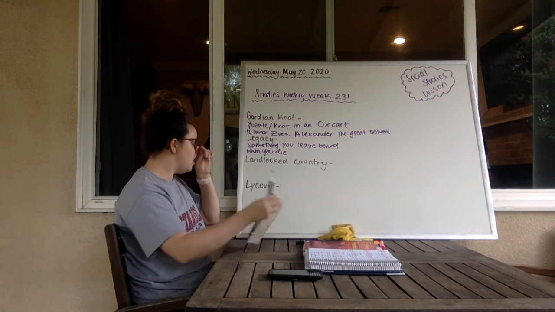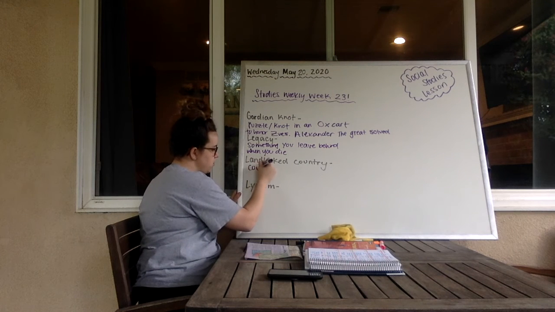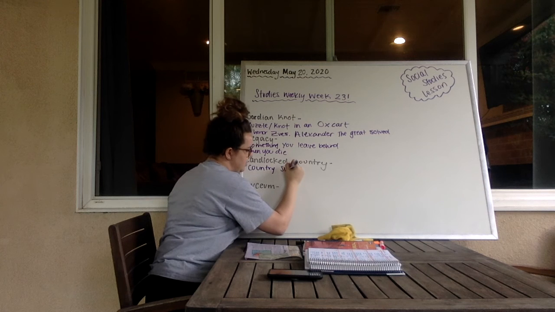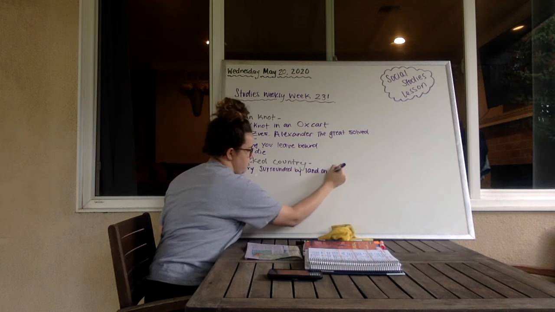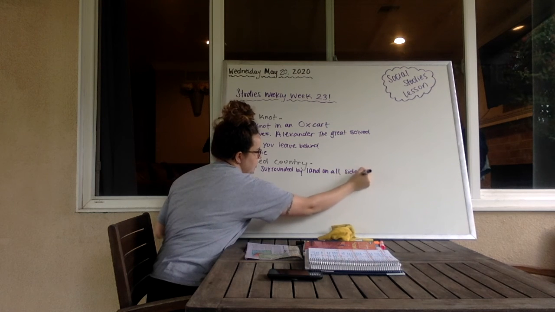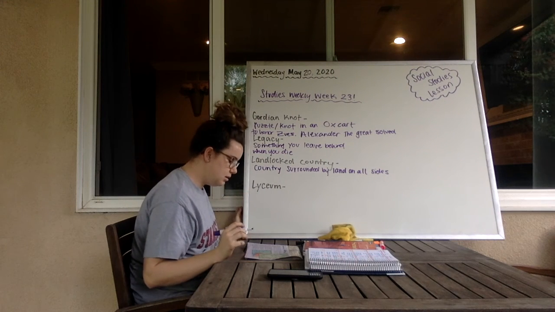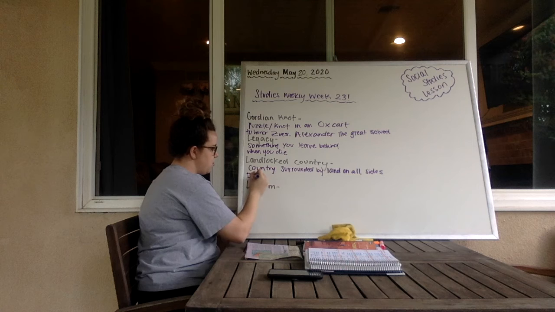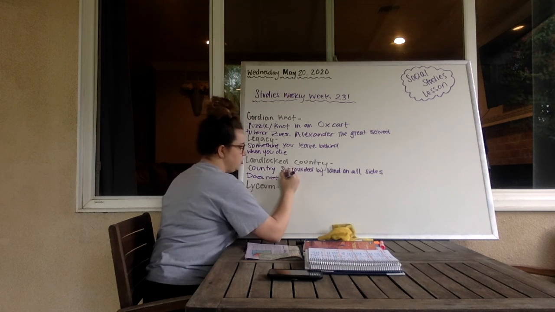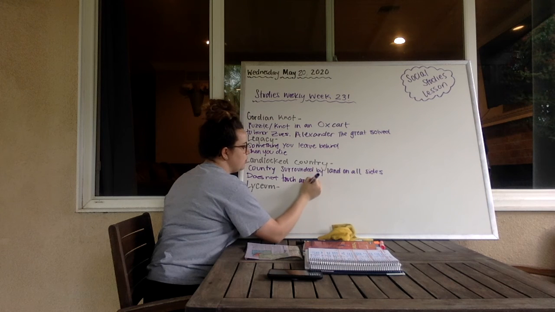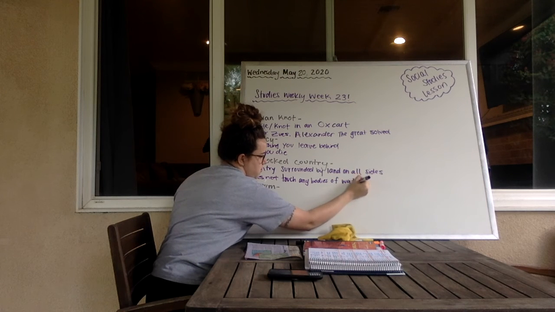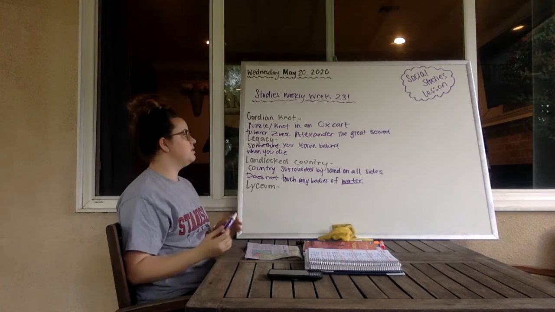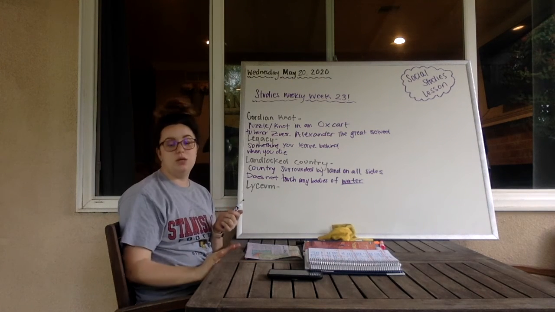So, a landlocked country is a country surrounded by land on all sides. Right? It's surrounded by land on all sides, and it does not touch any bodies of water. I'm going to underline water. Specifically in reference to Macedonia, right? Alexander the Great was from Macedonia.